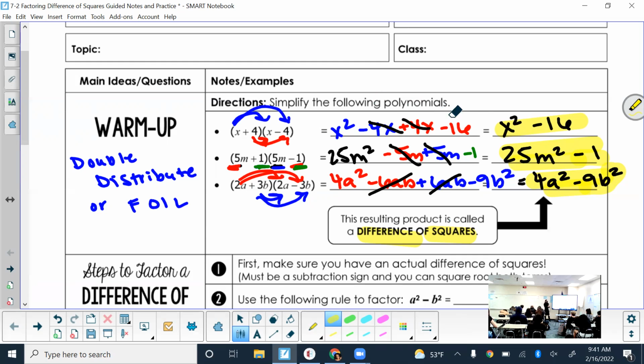So like x squared is a perfect square. 16 is a perfect square, because that's 4 squared. 25, another perfect square. M squared is a perfect square. Is 1 a perfect square? It is. Square root of 1 is 1. And then same with these, they're also perfect squares.